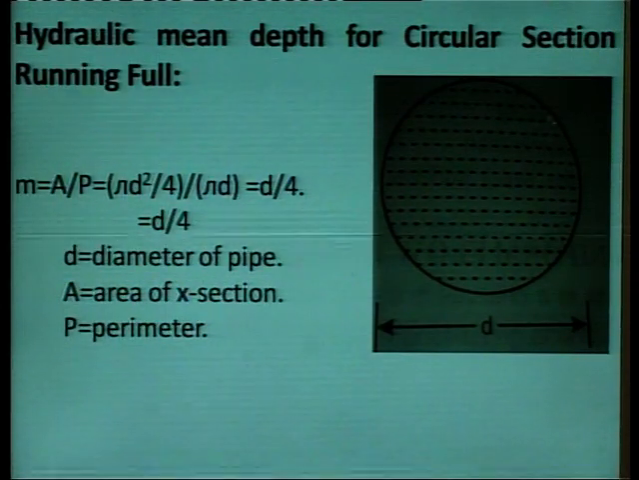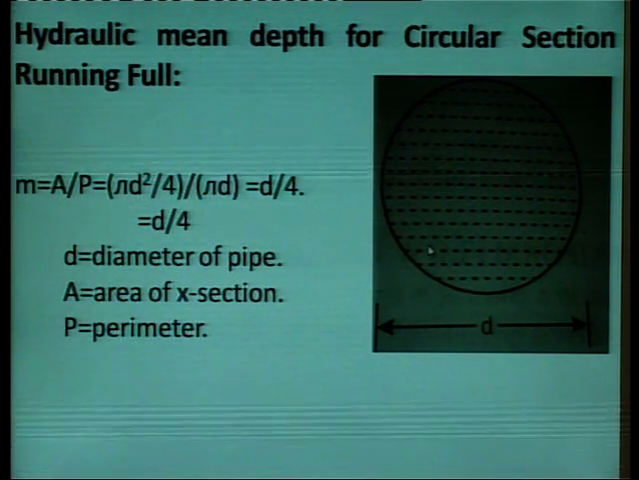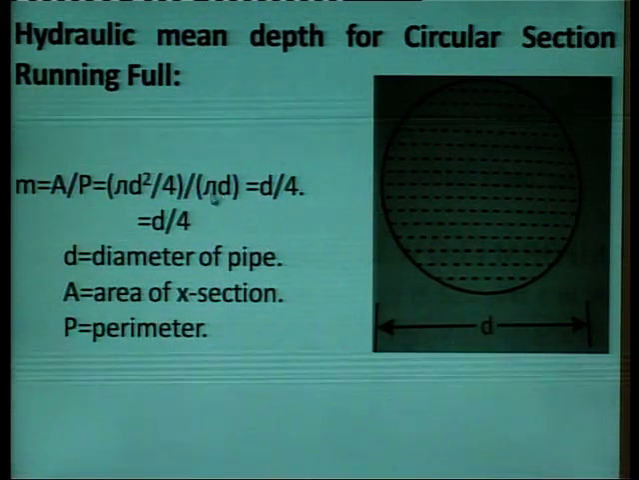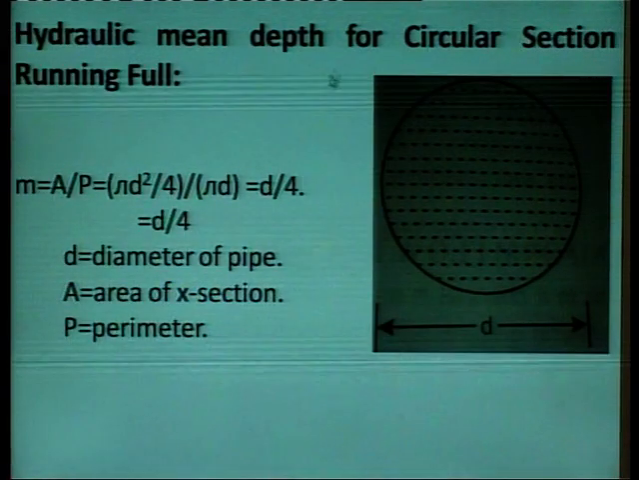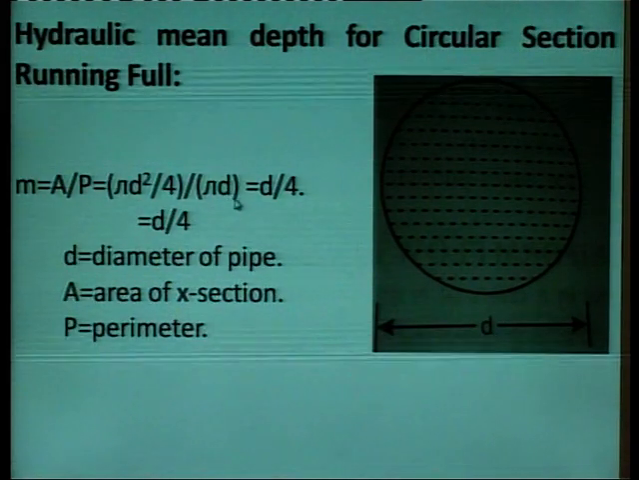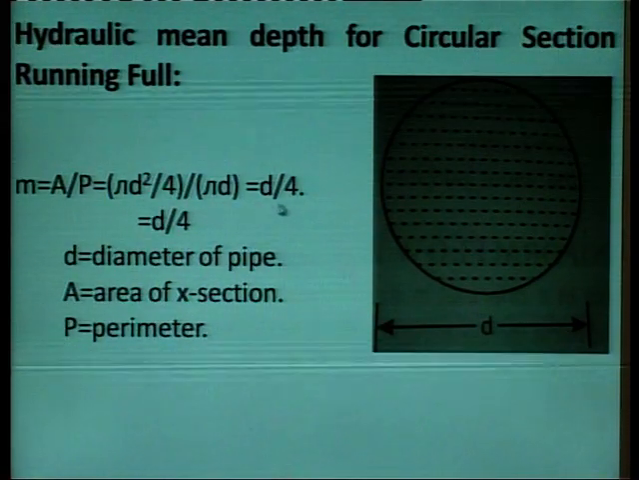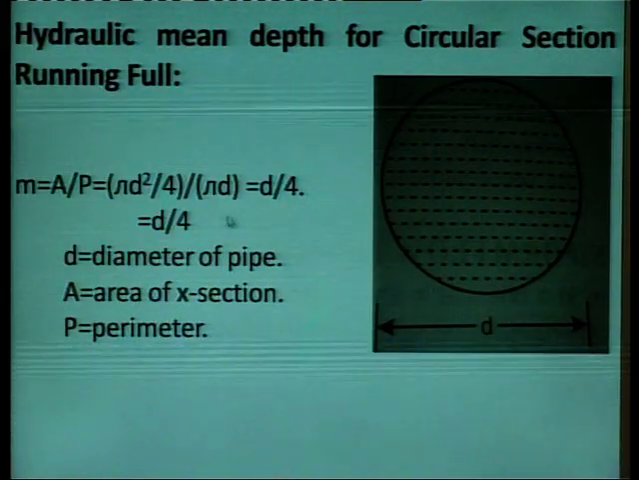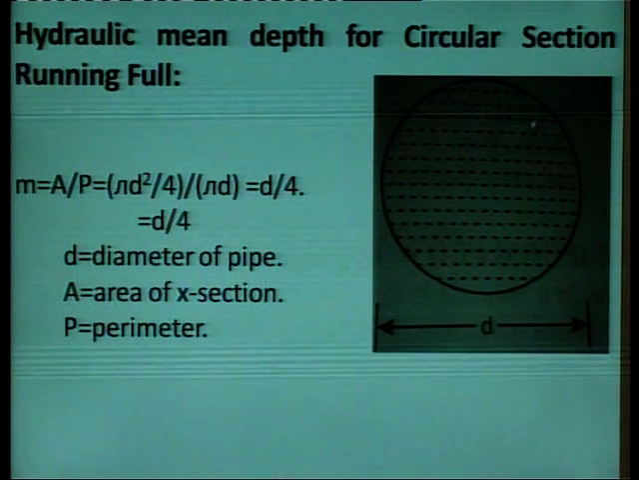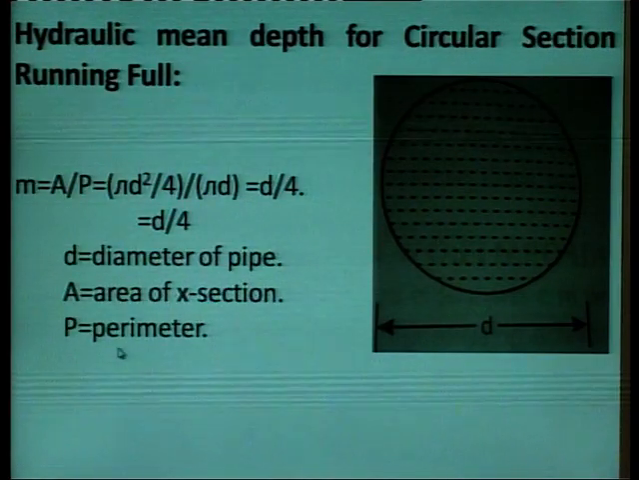Now, in this case, we calculate the area of the flow and the length of the perimeter. For a diameter D, the area is pi d square divided by 4, divided by the perimeter, which is the circumferential length. The circumferential length is equal to 2 pi r, or pi into D. Now, when we solve this, we find it to be equal to D by 4. So, this comes out to be D by 4 in case of a circular section which is running full, where D is the diameter of the pipe, A is the cross section area and P is the wetted perimeter.